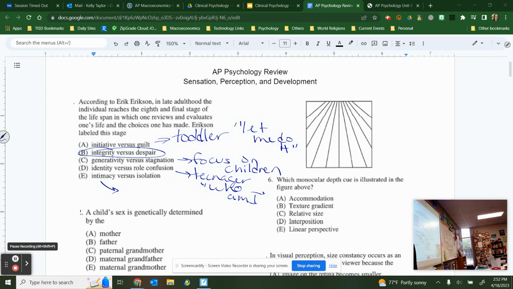Intimacy versus isolation. What stage? What are you looking for? Dating. Love. You're looking for love. This is going to be dating. It's going to be after high school. You're looking for your mate.